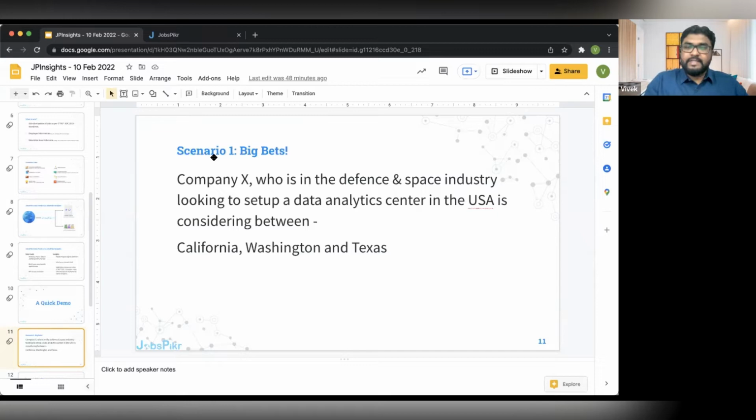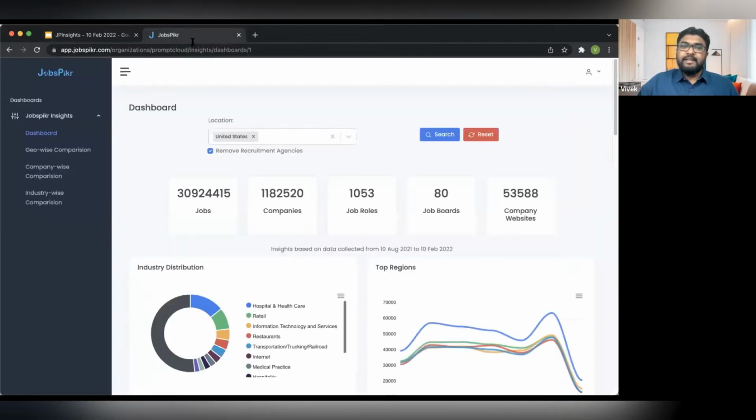So job postings data could be one of the dimensions at which you can look at the market and see whether there is a disproportionate amount of growth or some level of growth within an industry or within companies. So if you're looking at, say, a defense and space industry company looking to start a new office for data analytics specifically, within, say, California, Washington, and Texas, what does our data tell?